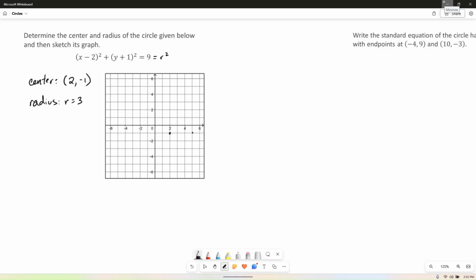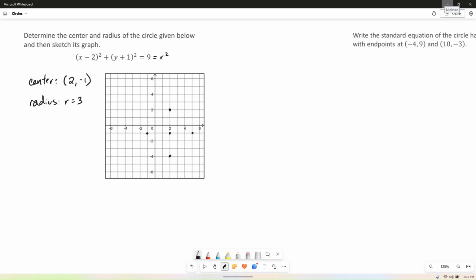So right 3 units, that's going to put me at 5, -1. We're going to go up 3 units. That's going to be at 2, 2. We're going to go left 3 units. So that's going to be at -1, -1. And then we're going to go down 3 units. So that's going to be 2, -4.